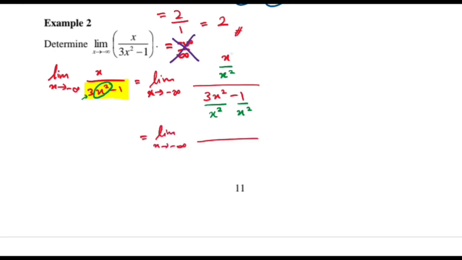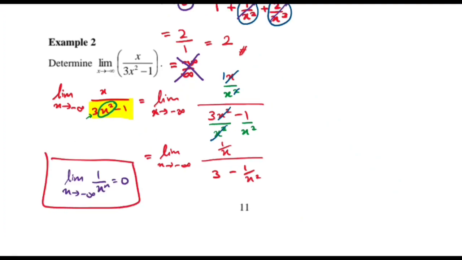Simplify this. X power 1 divided with x power 2 is 1 over x power 1. And then at the denominator, x power 2 divided with x power 2 goes away. You're left with number 3. And behind is just 1 over x squared.